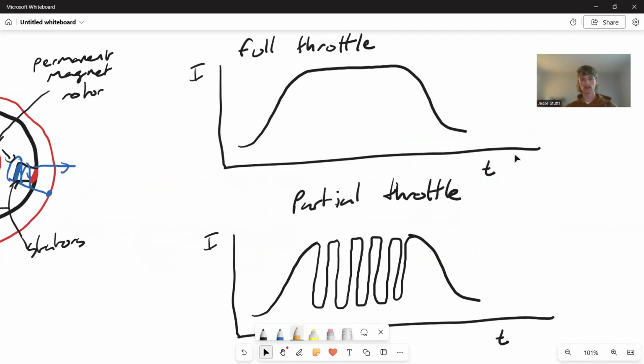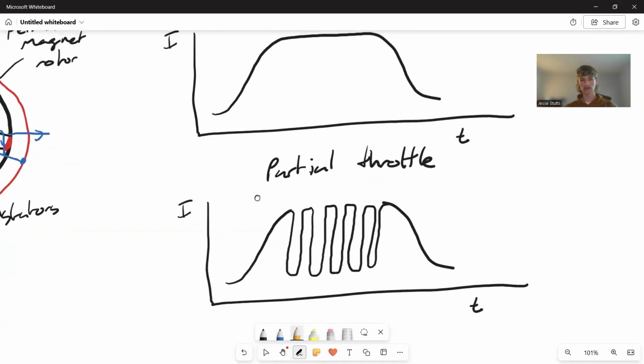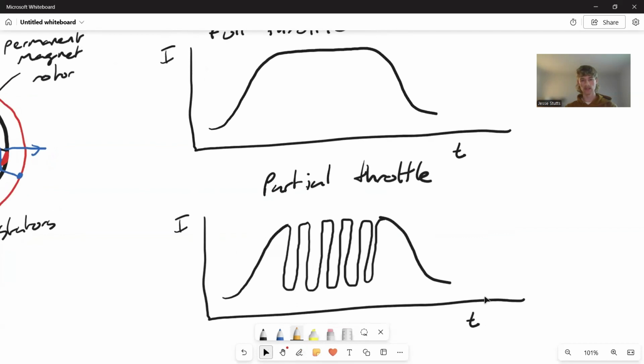So this is the current and time curve at full throttle. You can see it's just maximum torque all the way. And here it is at partial throttle. And you can see over time, this current source is shut off and on very, very quickly. This frequency is on the order of kilohertz.